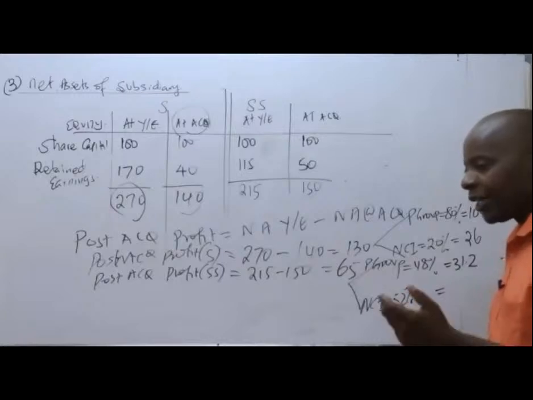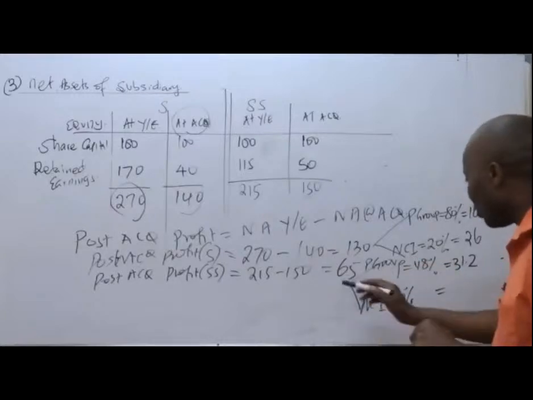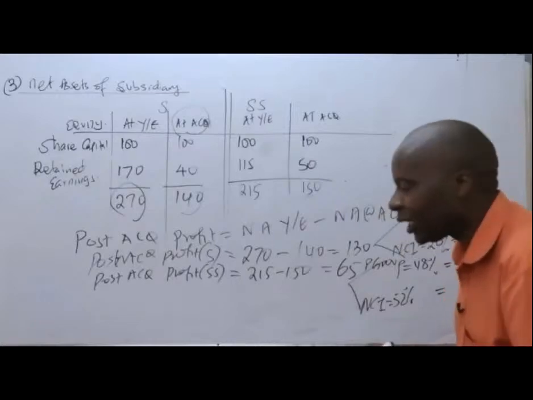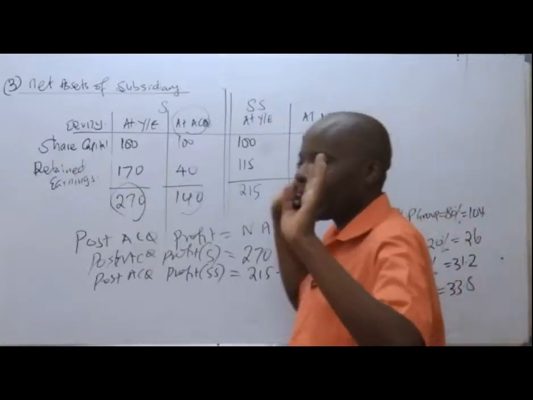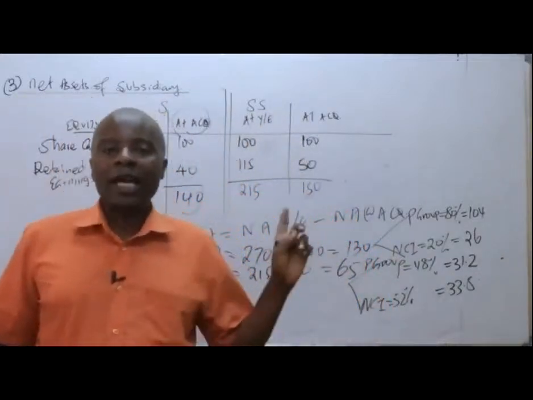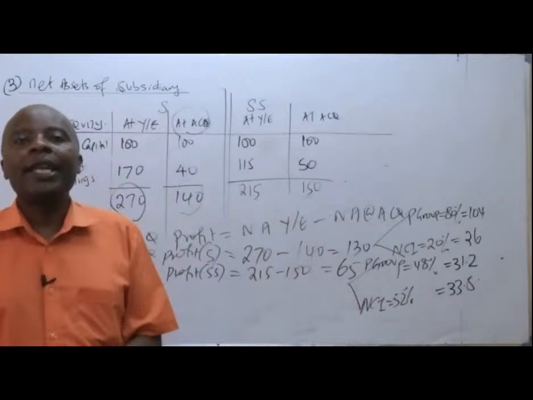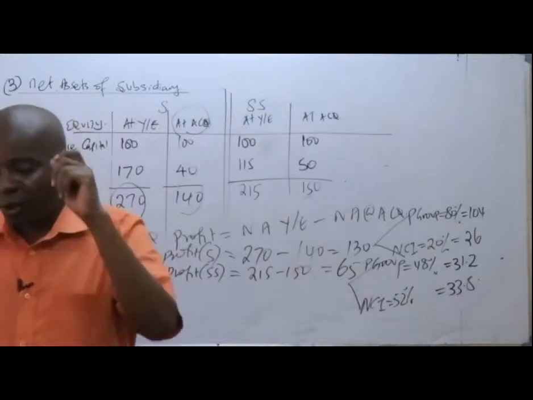We're almost finishing. I told you there are very few workings. Consolidation has very few workings. What is 52% of 65? I'm being given 33.8. That is the end of that particular working. The next working, after I get net assets, will be the goodwill.